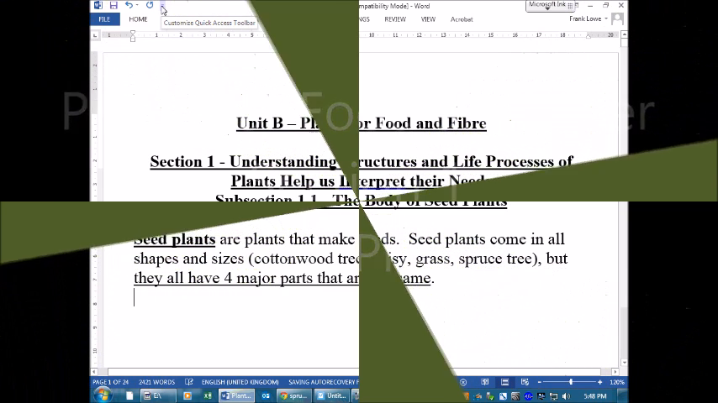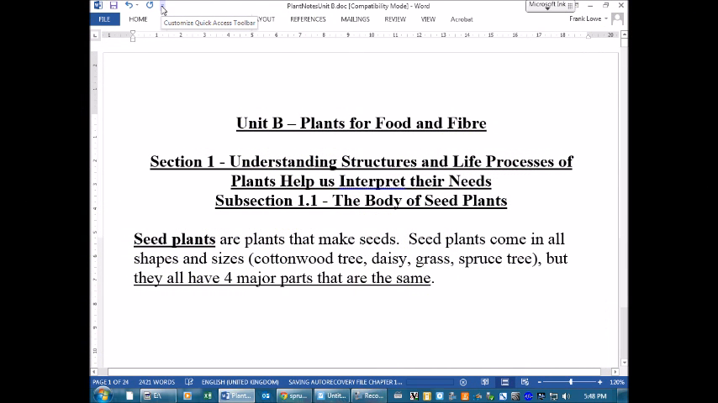All right, here's a grade 7 unit, Unit B, plants for food and fiber, and we're going to look at section 1 right now. And the very beginning here, we need to indicate or explain what a seed plant is. And really, the definition of a seed plant is right in the phrase, seed plant. Seed plants are plants that make seeds.